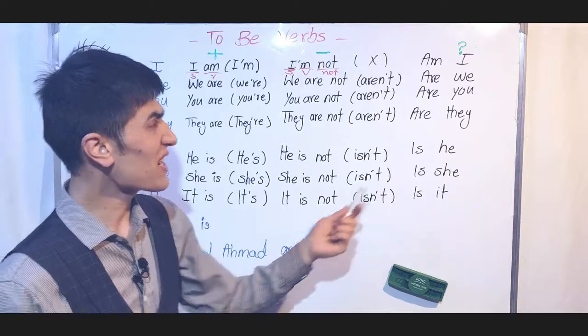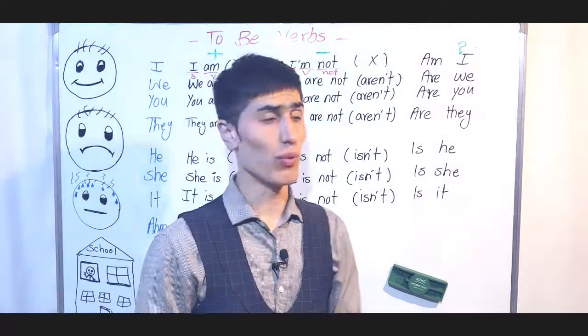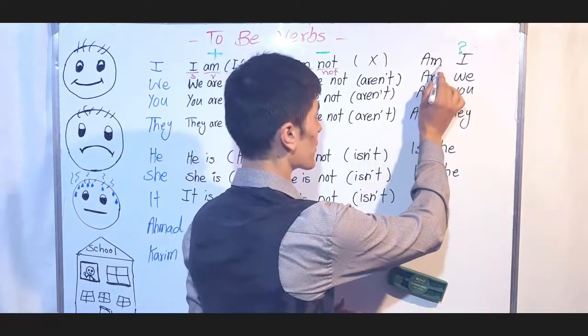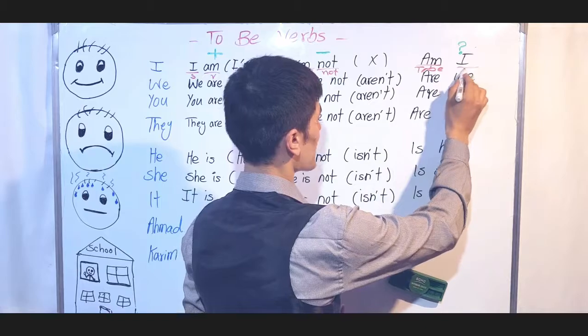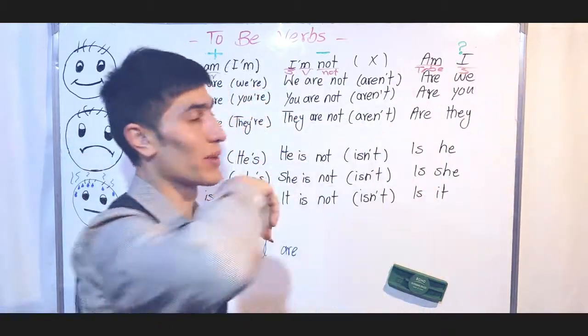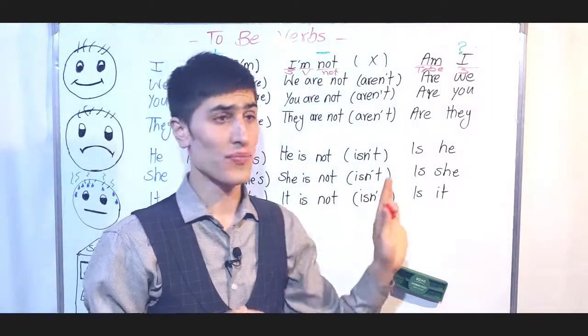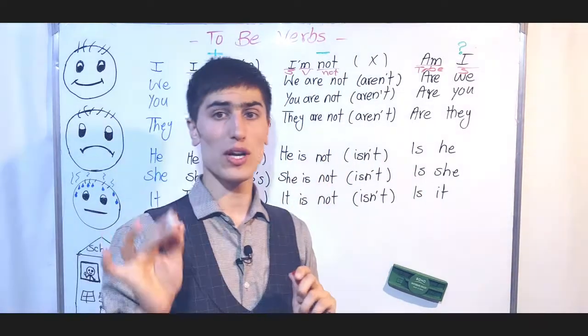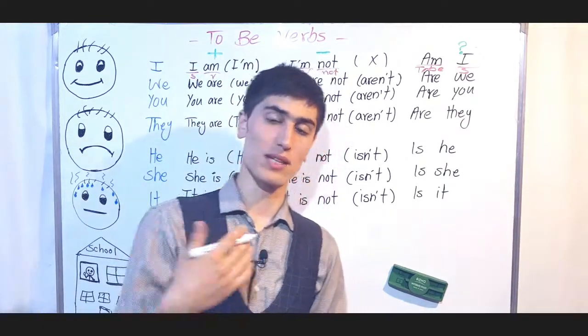Good. Now if you change them to interrogative form or the question form, very simple. You just bring the to be verb at the beginning. I mean the to be at the beginning and then your subject. And then you have the complement of your sentence. Very easy. We will have some exercises after this. You just bring to be at the beginning of the sentence.